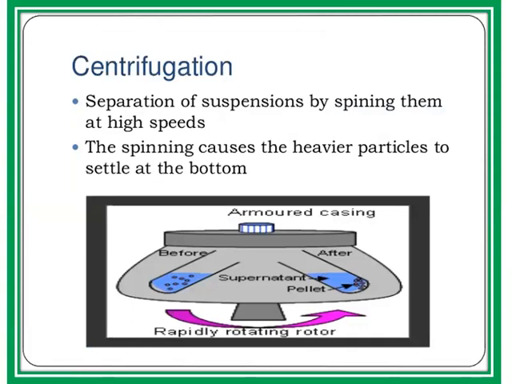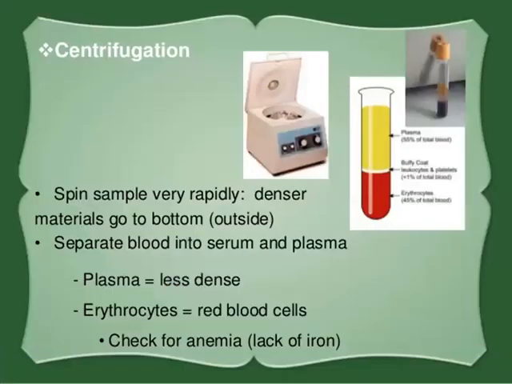Centrifugation also is used for the separation of suspensions by spinning them at high speeds. The spinning causes the heavier particles to settle at the bottom, leaving behind lighter particles at the top. Spinning the sample very rapidly causes denser materials to go down to the bottom, and it involves mixture separation like blood into plasma and serum or blood cells and so on.